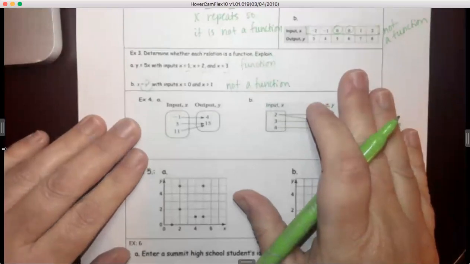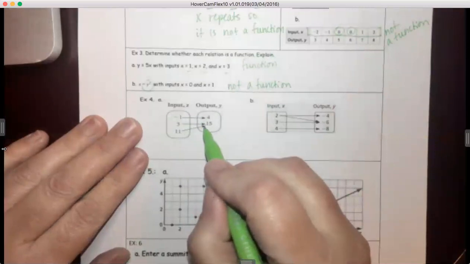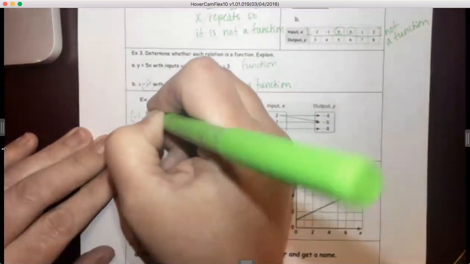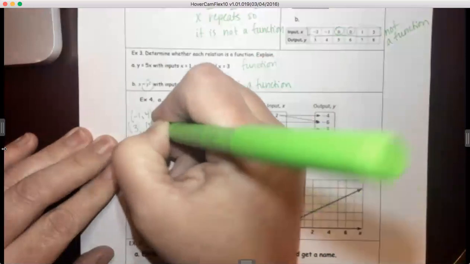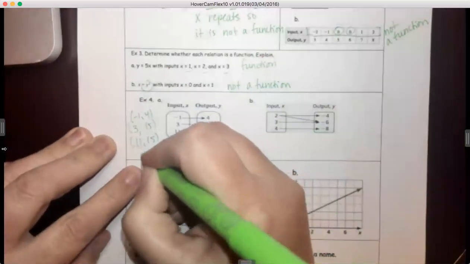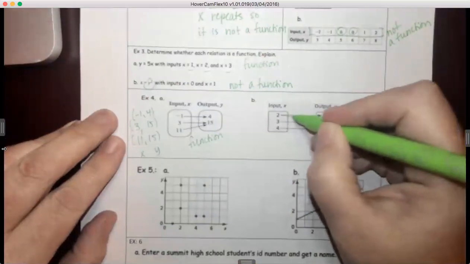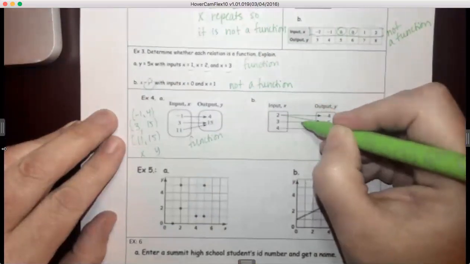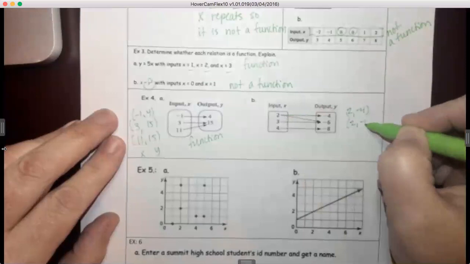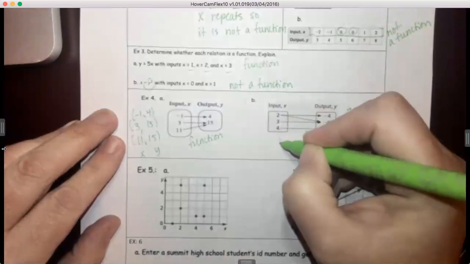Okay, when we have a mapping diagram, as long as the input has one arrow going off of it, it is a function. Because this is like writing -1, 4, 3, 15, 11, 15. We don't care so much that y repeats. We only care if x repeats, so this is a function. This is not a function because you can see that we have 2 lines going off of 2. So this is like 2, -4, 2, -6, 3, -6, and 4, -8. So this is not a function.